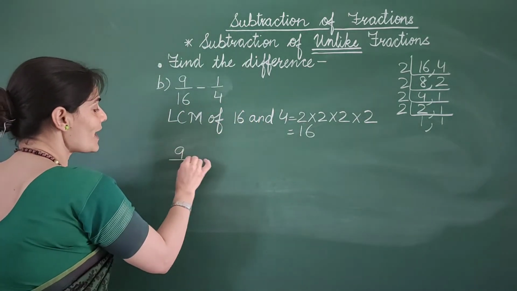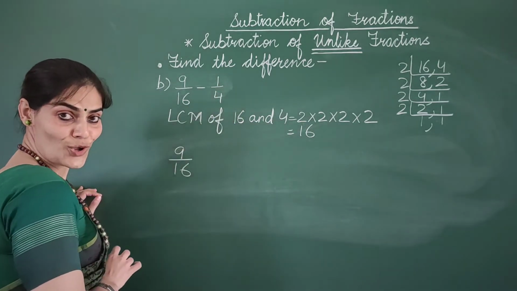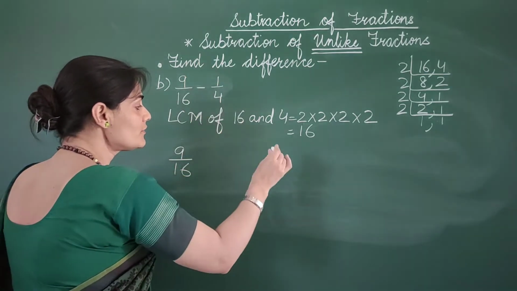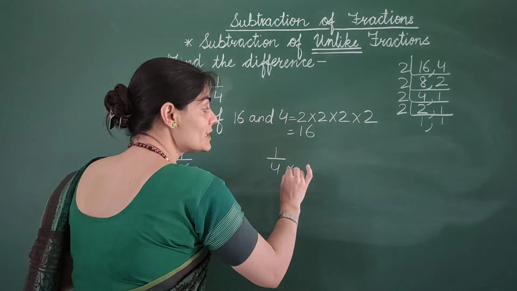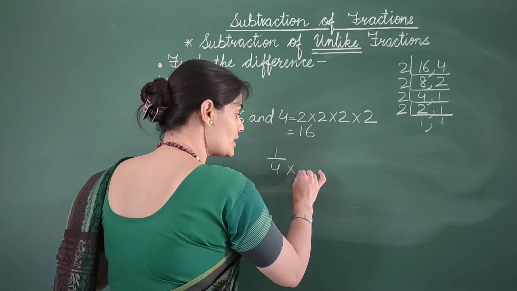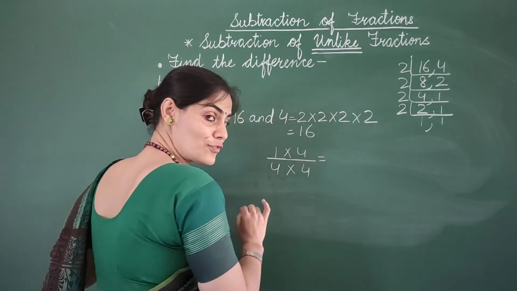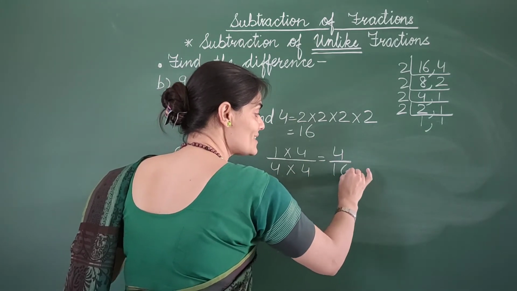So 9 by 16 already has the same denominator. We are not required to make any change. And the other fraction is 1 by 4. Now here we want the denominator to be 16. So 4 should be multiplied by what number? 4. So the numerator will also be multiplied by 4. 1 times 4 is 4 and 4 times 4 is 16.